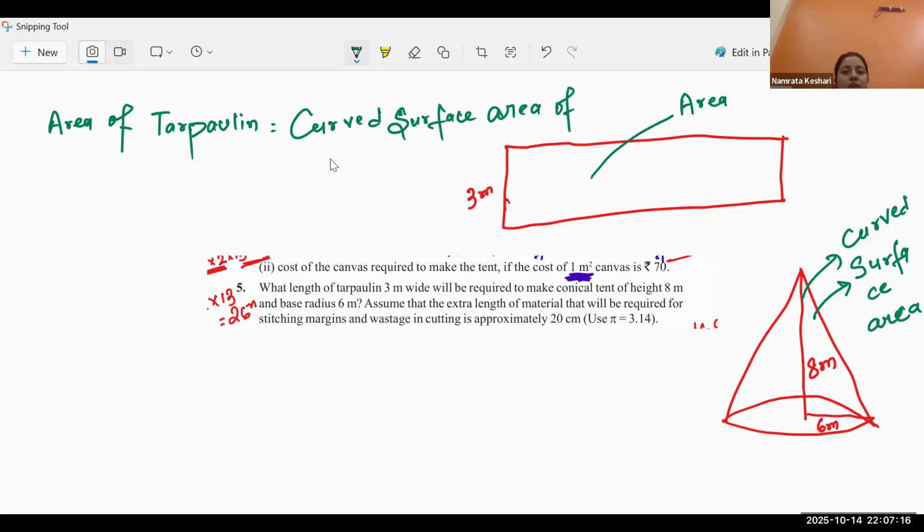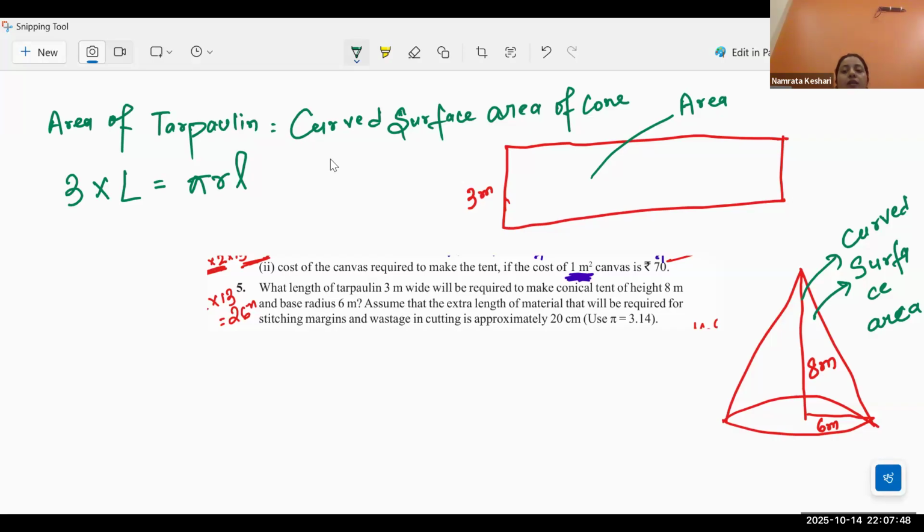Clear. Now, tarpaulin area, it's rectangular in shape because it is talking about the length and the width. That means tarpaulin must be a rectangle. If it is a rectangle, then area formula is length into breadth. Length we don't know, I have taken it as L. Breadth is 3. Clear? That is equal to the curved surface area of the cone. That is curved surface area formula. Just now we have seen that was pi r l.